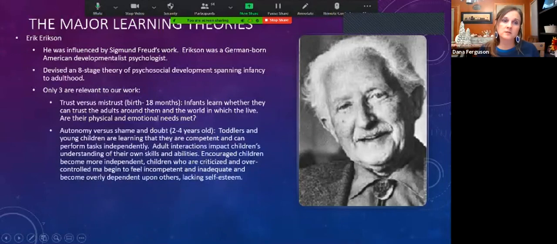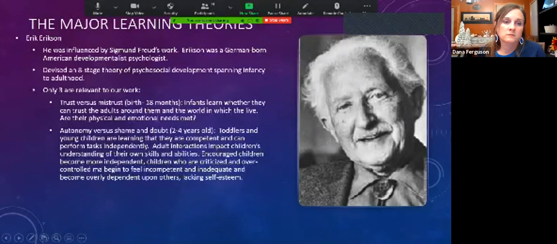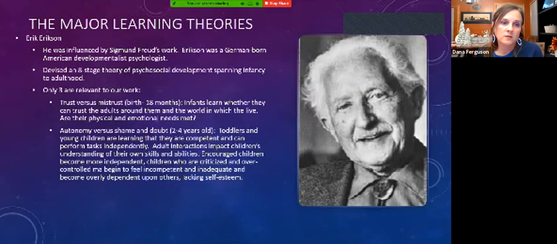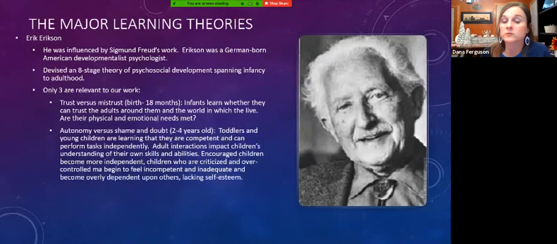So then there's the second stage. I always struggle with this word, autonomy versus shame and doubt. This can happen between the ages of 2 and 4 years old, according to Erik Erikson. Toddlers and young children are learning that they are competent and can perform tasks independently. And those of you who have ever worked with children that age know that. Me do, I do. No, don't help.